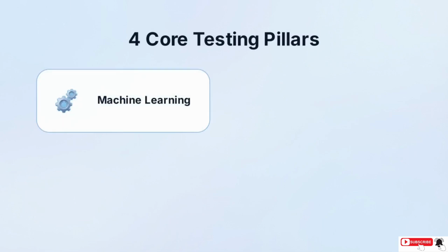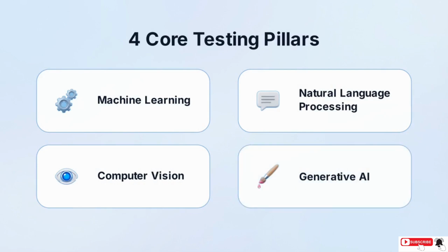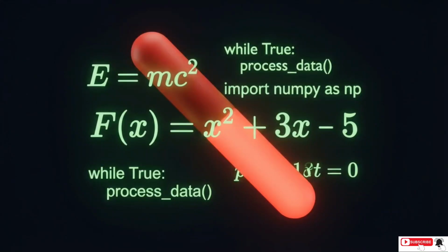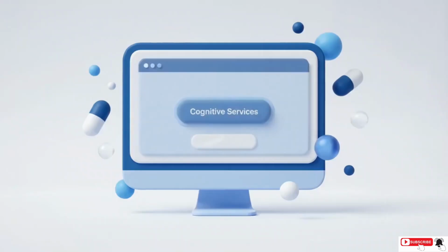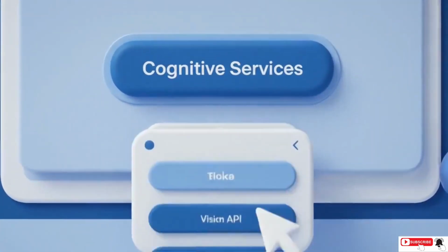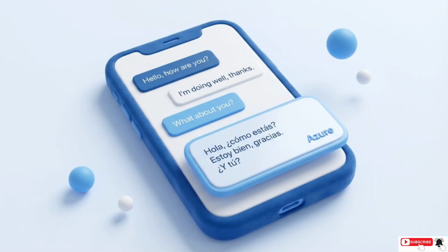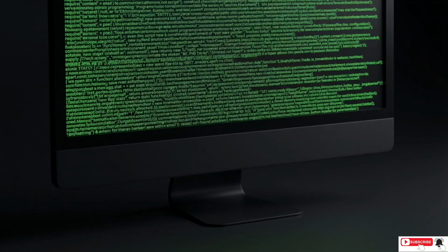Your score is derived from 4 core testing pillars: machine learning, natural language processing, computer vision, and generative AI. You will not be asked to write code, nor will you need to memorize complex algorithms or mathematical formulas. Your primary study strategy should focus on knowing when to deploy specific Microsoft Azure cognitive services rather than how to build them. Microsoft Azure Cognitive Services are pre-built AI models that allow developers to add intelligent features to applications without having to build the underlying technology from scratch.